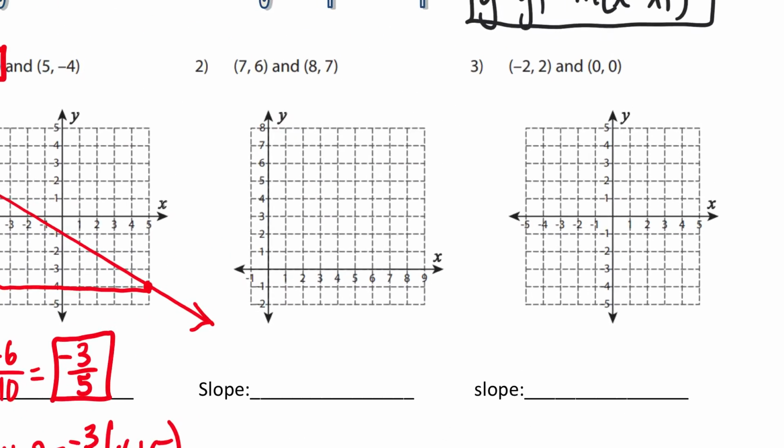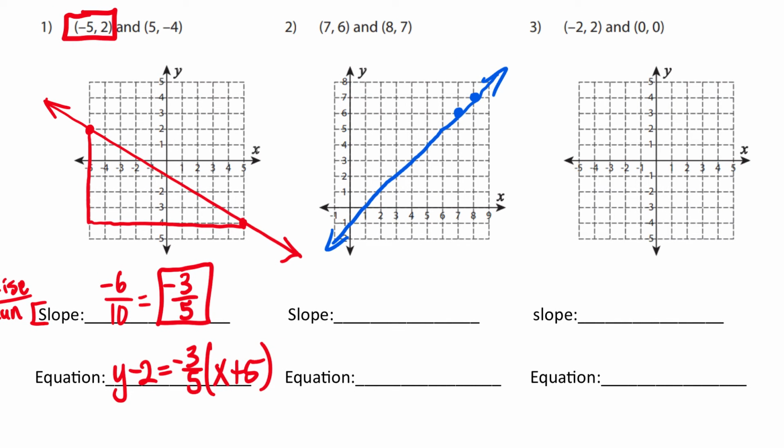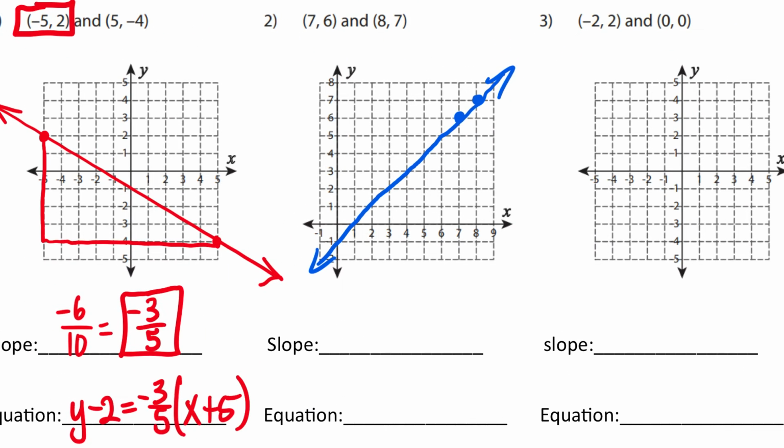Okay, good. Go ahead and plot those 2 points on number 2. Seven, 6, 8, 7. Okay, so what is the slope of this line? 1. It's up 1 over 1, rise over run. So 1 over 1, or that can just simplify to just 1, so the slope is 1.